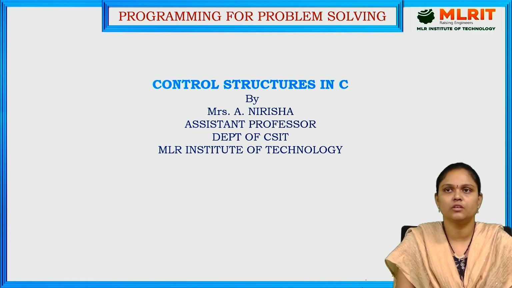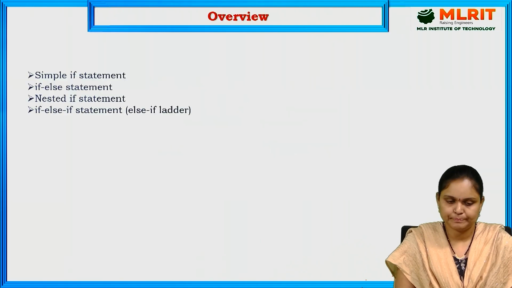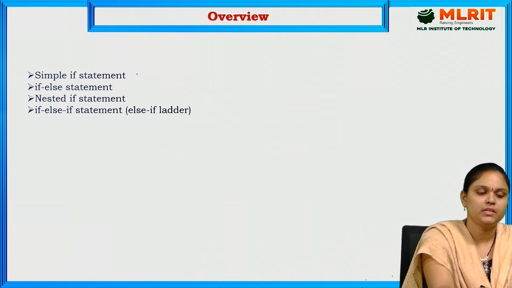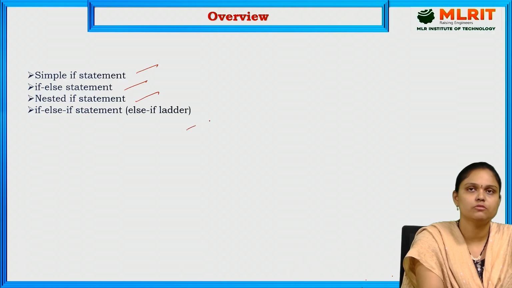Today we are going to learn about control structures in C. So the overview: we are going to learn about the simple if statement, if else, nested if, and also the else if ladder.